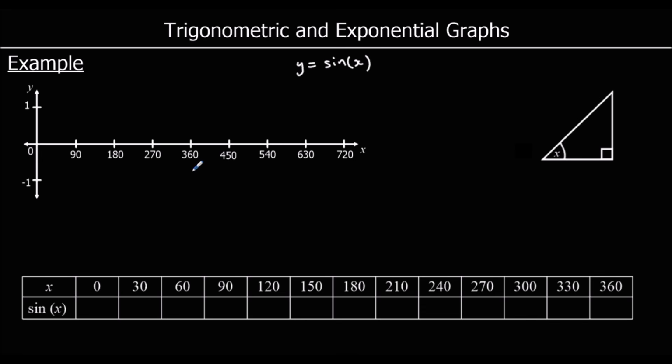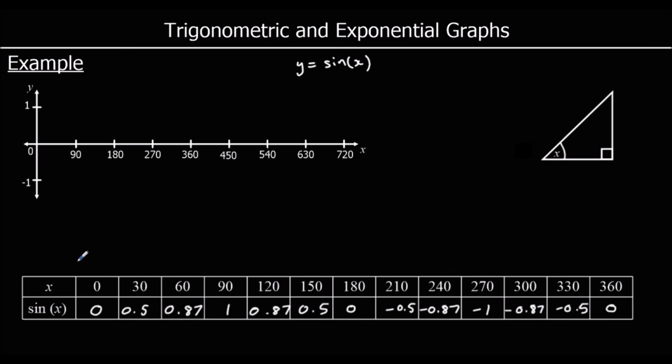And we're going to use a calculator to find the values for each of these angles. These are all angles measured in degrees. We're going to use a calculator to work out each of these values, and then we're going to use them to construct the graph. So I'm going to fill out this table of values using a calculator.